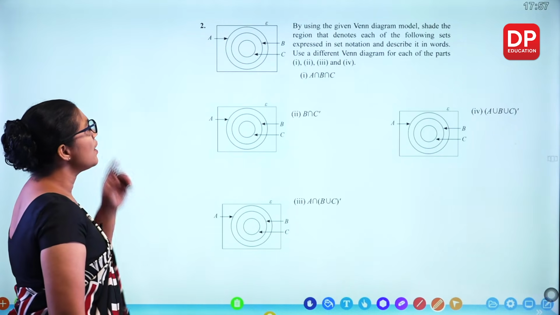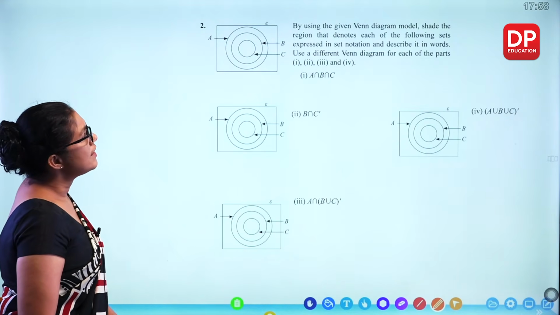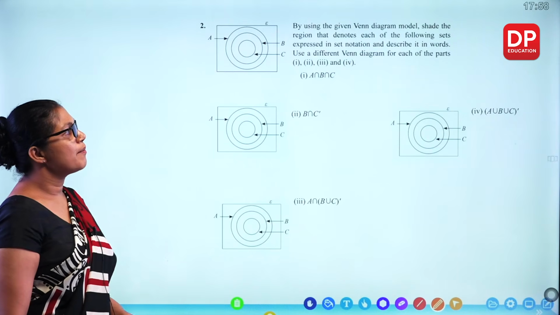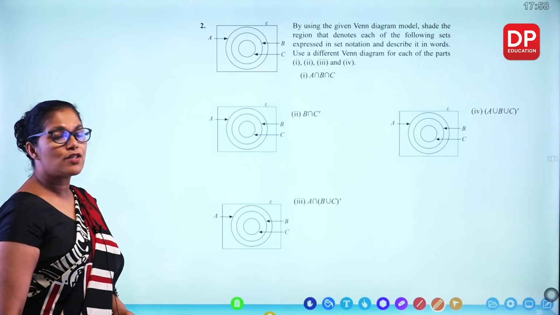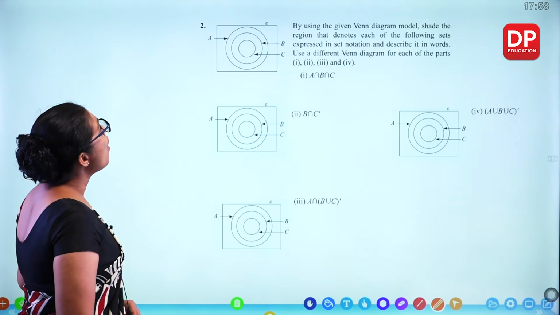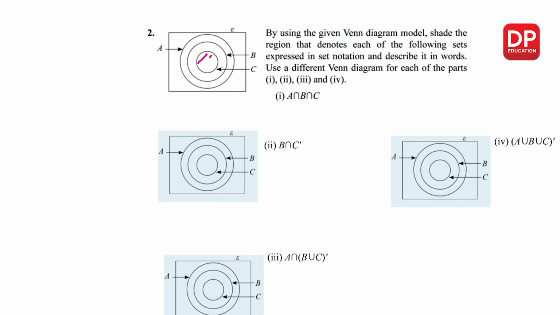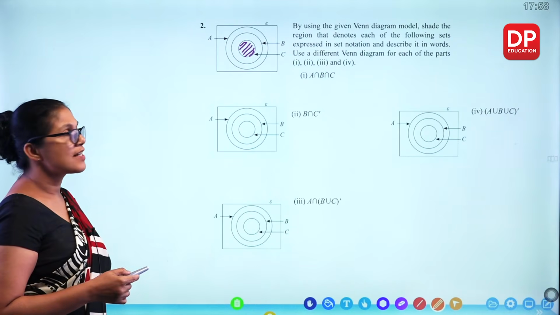Now we'll look at this one. By using the given Venn diagram model, shade the region that denotes each of the following sets expressed in set notation and describe it in words. So we'll do the first one, A intersection B intersection C. That means common for all three regions. So common for all three regions is the C region. So C region is A intersection B intersection C.